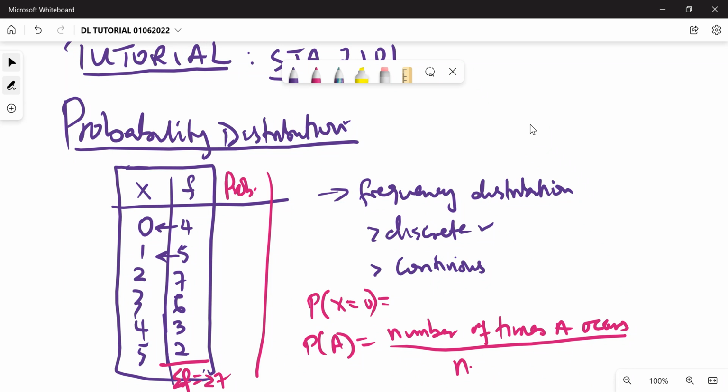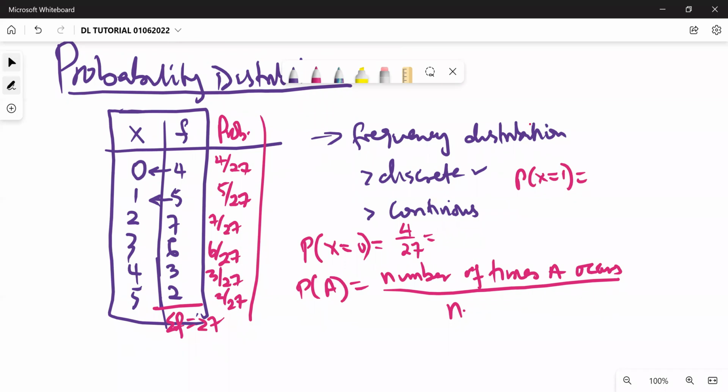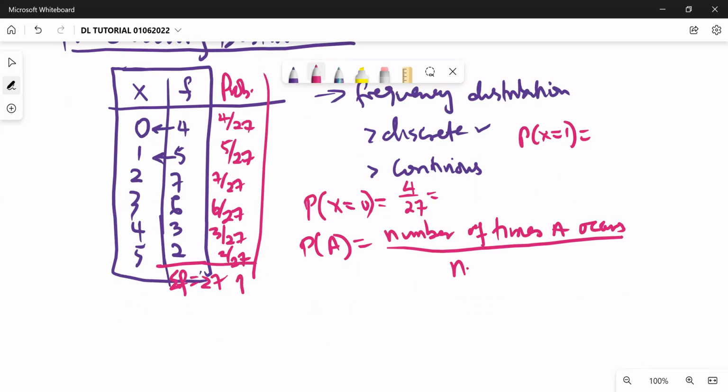So that means that the probability that X is 0 will be 4 divided by 27. You can write it as a fraction or you can convert it into a decimal. So this is 4 out of 27. And using the same logic, we can say that the probability that X is equal to 1 is equal to 5 out of 27. And this will be 7 out of 27, 6 out of 27, 3 out of 27, and 2 out of 27. When you sum those probabilities, you'll get the value 1. You'll get 27 out of 27.